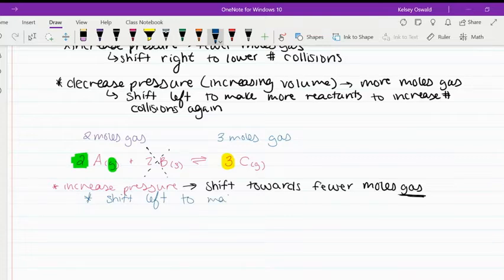So even though our reactants have more moles overall, looking only at gases, the reactants have fewer moles of gas, because A is the only gas on that reactant side. So in this scenario, to reduce our number of collisions, we are going to shift left to make more reactant, or in other words, favor the reverse reaction. When you're looking at number of moles for pressure, just look at your moles of gas, because liquid, solid, and aqueous don't impact your number of collisions.